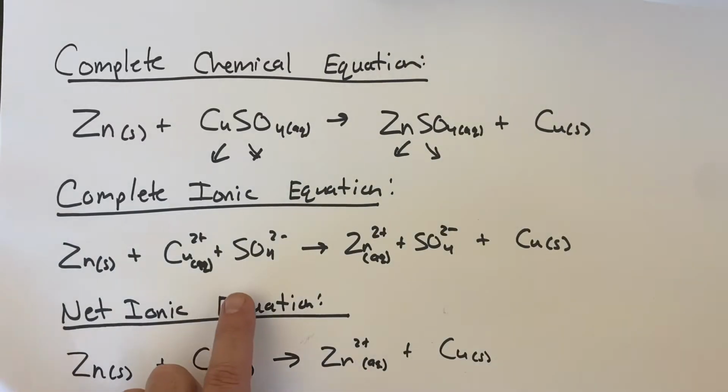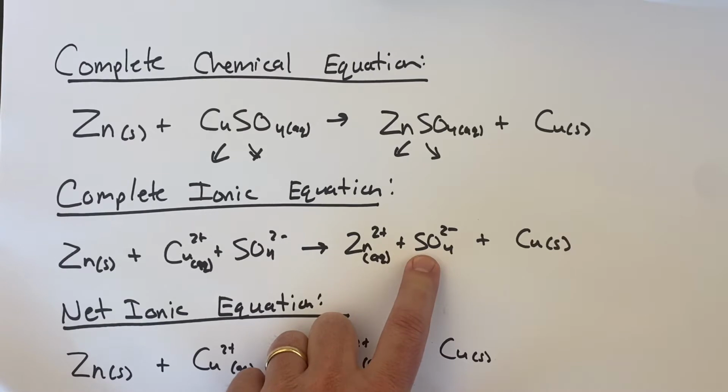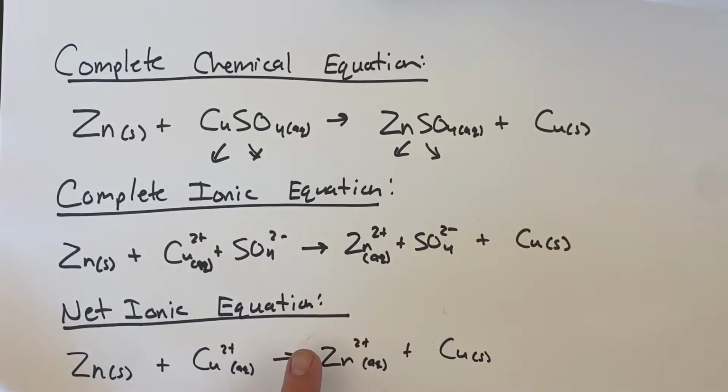So in this reaction, I really only had one spectator ion that started by itself and ended by itself. That was the sulfate ion. So I omitted that down here. But it also looks, at first glance, like the copper and zinc also started by themselves and ended by themselves. However, they did undergo a very important change.